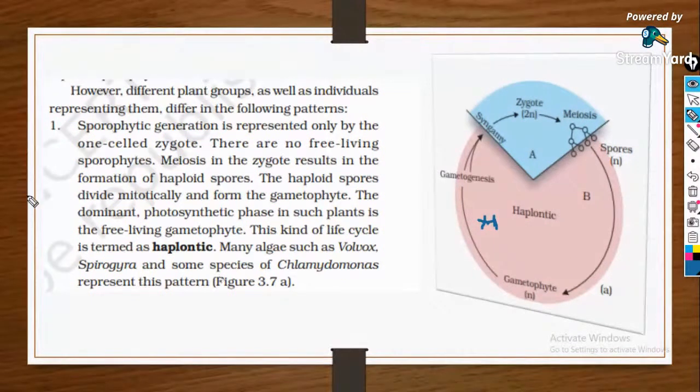So you will have examples. In case of haplontic, we have Volvox, Spirogyra, Chara, Ulva, all those things. Chlamydomonas, Chara, Spirogyra, Ulva, Volvox. Volvox, Spirogyra, and Chlamydomonas are given here. Then you can write there Chara and Ulva.